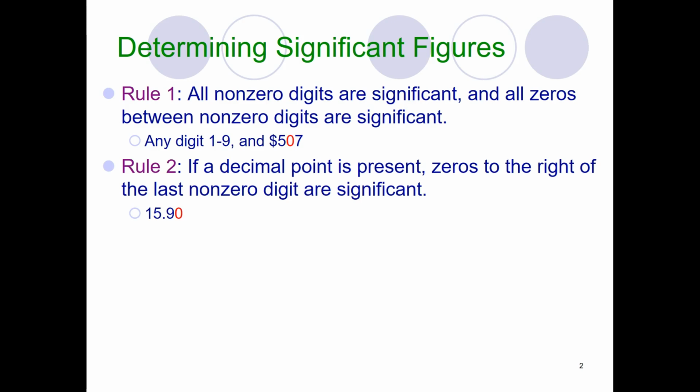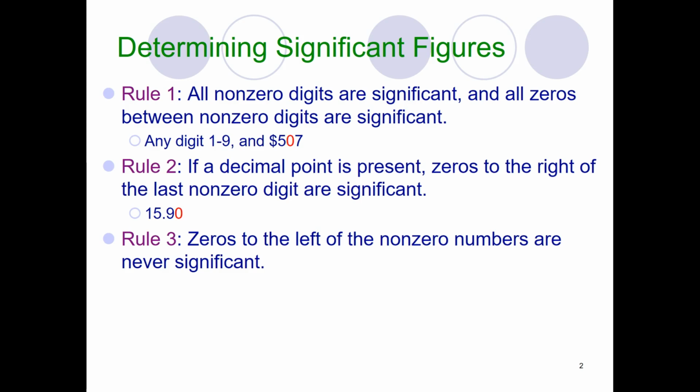So 15.90, the decimal point is present. Great. That means zeros to the right, or zeros at the end of the number, are significant. So that 0 that I have in red is significant because it's at the end of the number and I can see a decimal point.